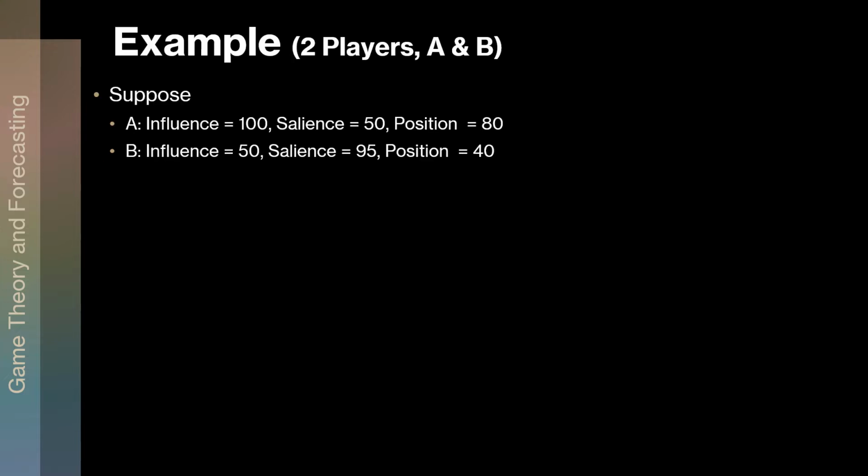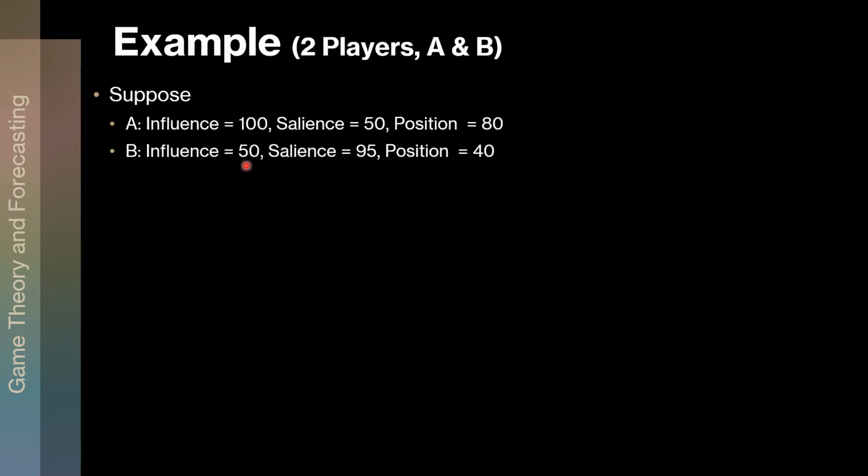Okay, for our example here, we have two players, A and B, right? And let's suppose that these are the numbers we have. For A, the influence is 100, the salience is 50, and the position is 80, right? And this has all been calculated. This is what you do when you start the model. You identify all the players involved, and then you make these estimates, or you have experts do it for you. Now note, A has maximal influence, right? If A was more powerful than B, you would make A 100 and then B would be somewhere less than that. A is more influential and B's got about half as much influence.